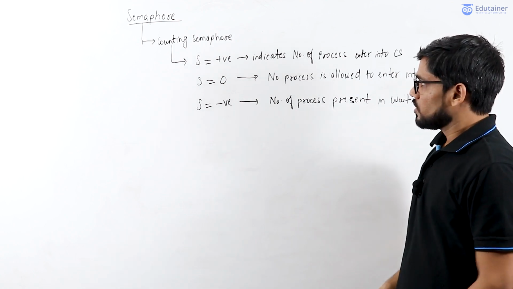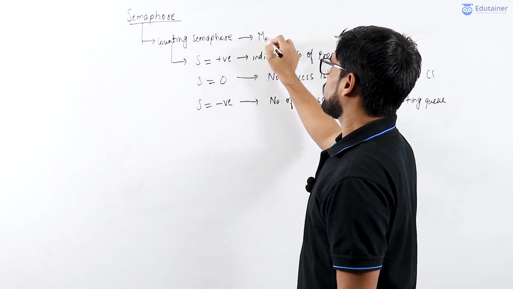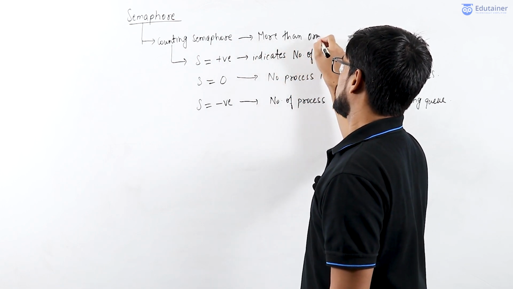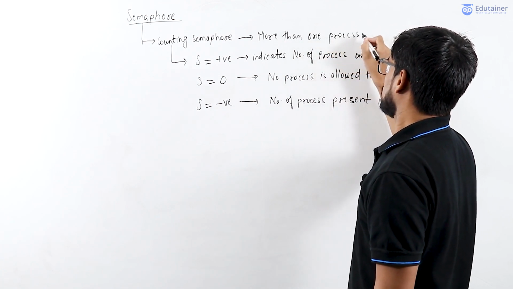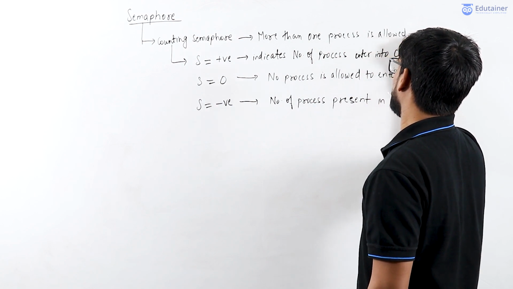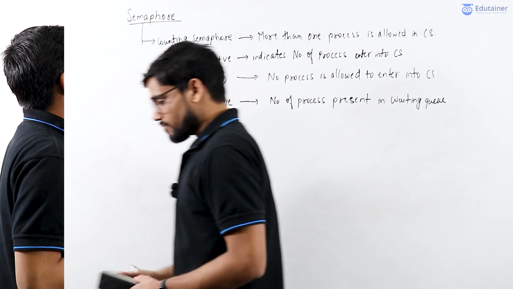Got it? So in counting semaphore, we allow more than one process to enter into the critical section. This is a very important point. More than one process is allowed in the critical section. Okay, got it?